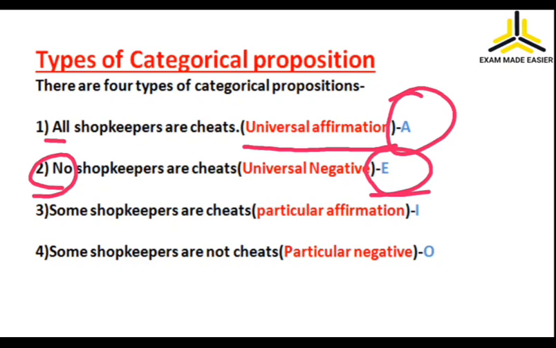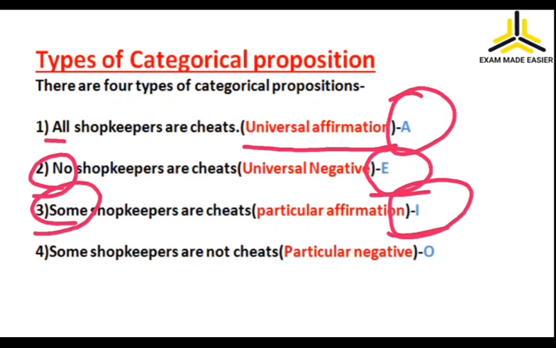Okay, so the third type of categorical proposition is, now see, third is what? Some shopkeepers are cheats. Now the word some is used, so what will we call it? As we know, some means particular, and it will be particular affirmation, and it is represented by I. That means whenever I comes, you will know that this is particular affirmation, right?